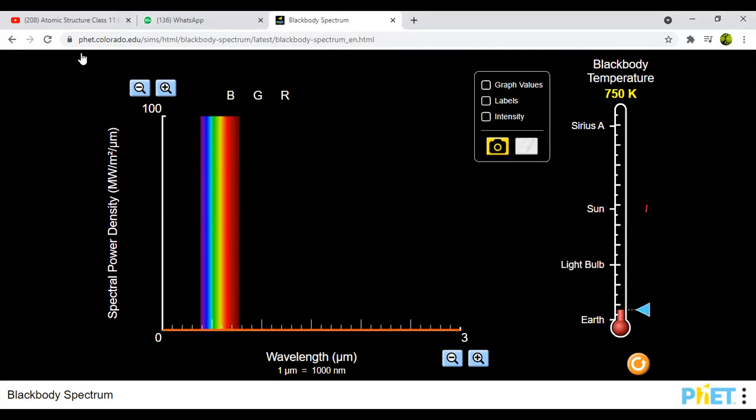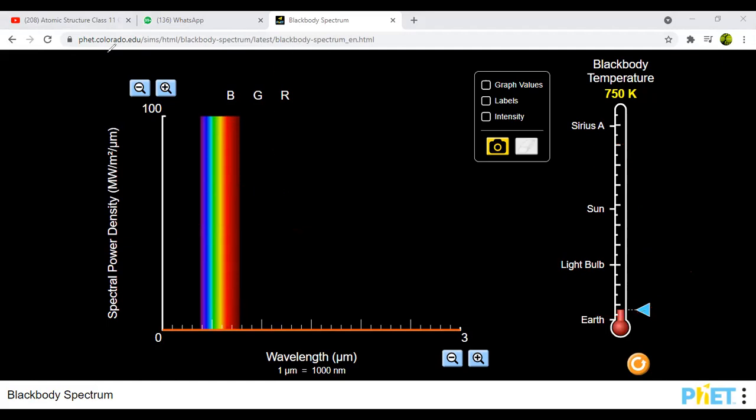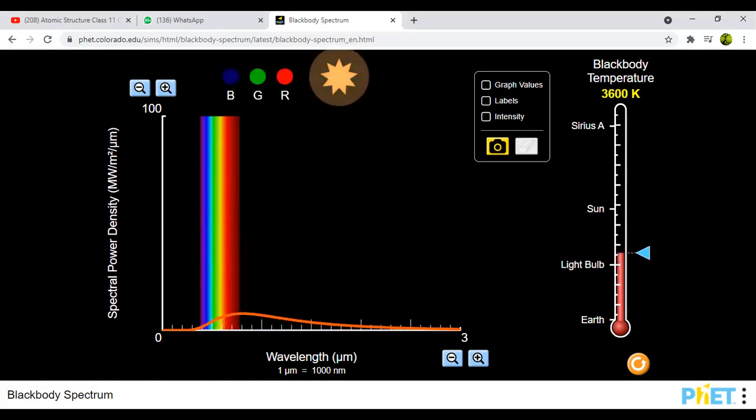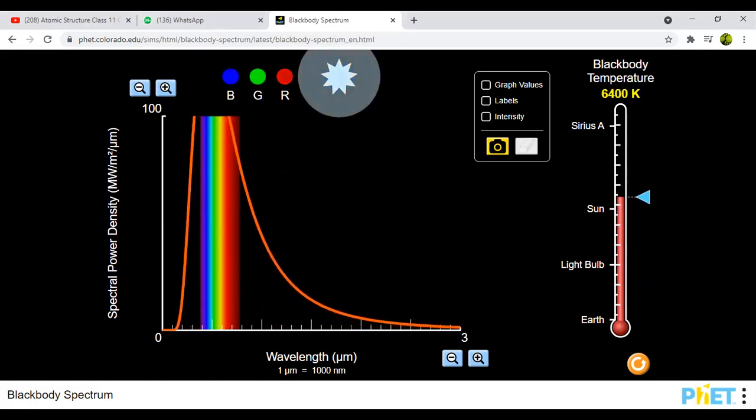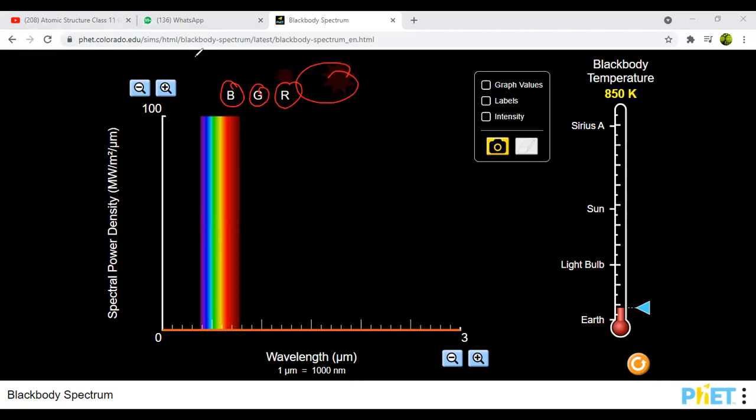This right side part is the temperature scale. Observe the graph of this particular spectrum. Now I'm increasing the temperature, and slowly the graph is rising. Why? What is the reason here? You can also see the colors changing here. The colors are appearing: blue, green, red. What can you see when you increase the temperature? Once again, observe. Slowly I'm increasing.